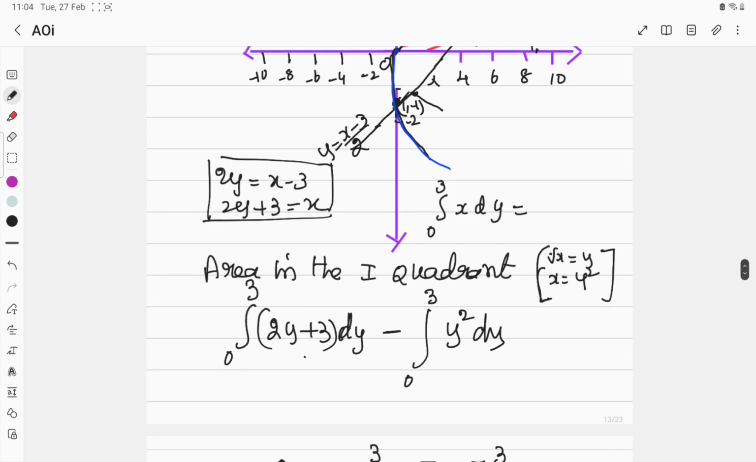Here we are taking the area between the curves equal to the integral of x dy.